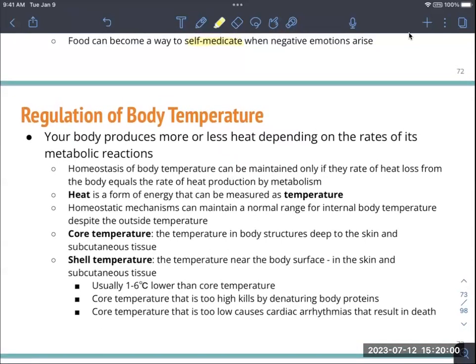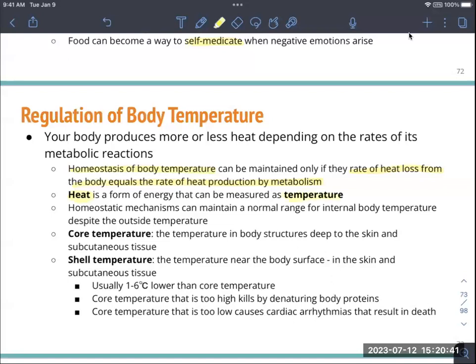Your body produces most of the heat depending on these metabolic reactions. A lot of these metabolic reactions are going to release heat, and the release of this heat regulates your body temperature. So that homeostasis of body temperature can only be maintained as long as the rate of heat loss from the body equals the rate of heat production. Heat is a form of energy, and it's measured as temperature.